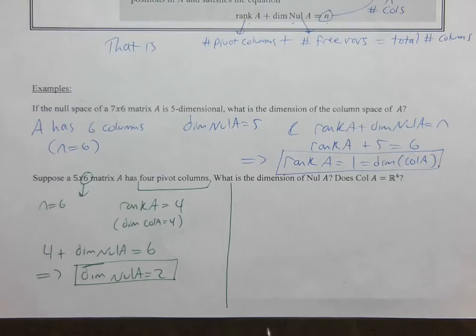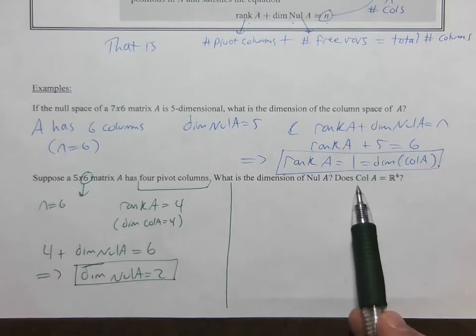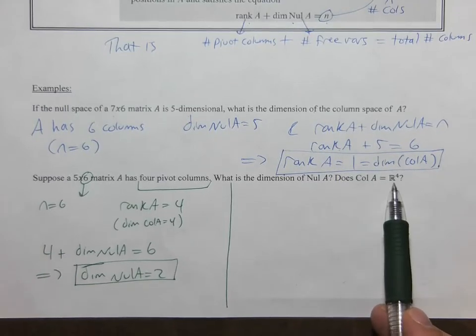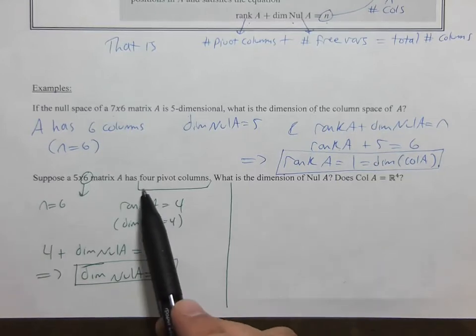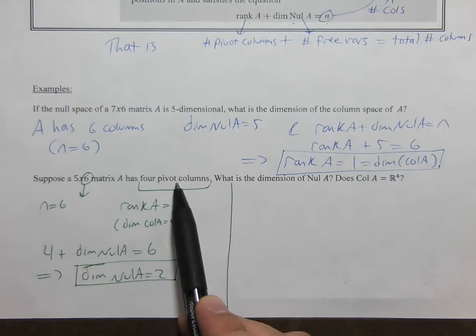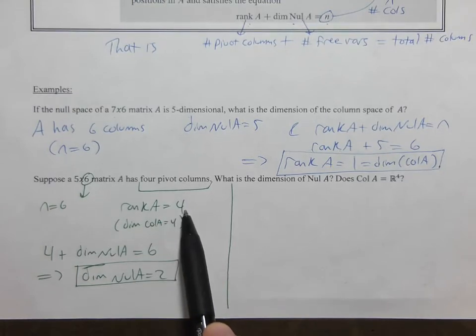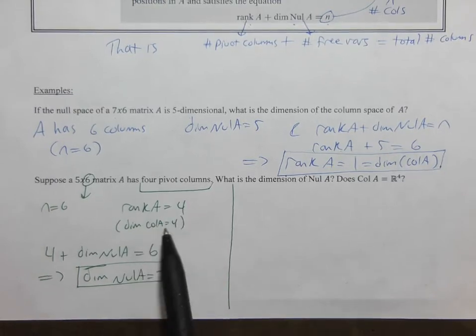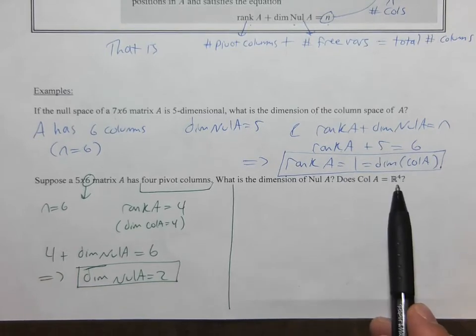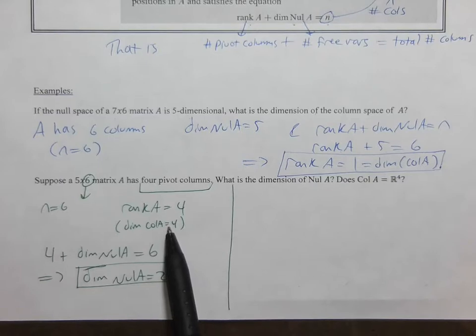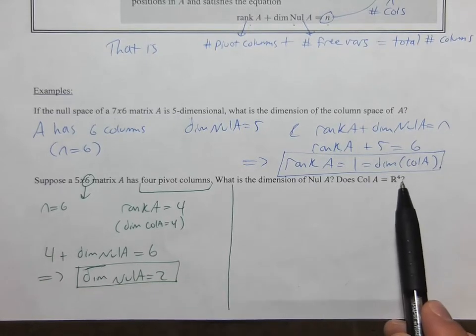The second part of the question is the more interesting one now. So does the column space equal R4? So we're being told that it has 4 pivot columns, which means that the rank of A is 4. And so we're being told the dimension of the column space is 4. But does that mean that the column space equals R4? Just because it's 4-dimensional, is it R4?